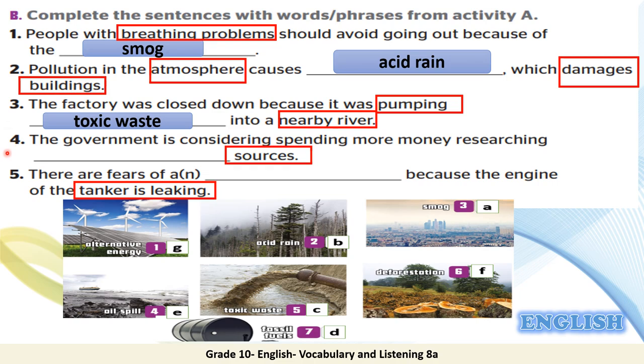Number 4, the government is considering spending more money researching alternative energy sources. And finally, there are fears of oil spill because the engine of the tanker is leaking. Excellent job, everyone.